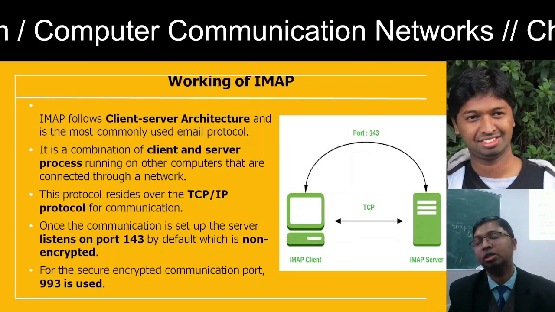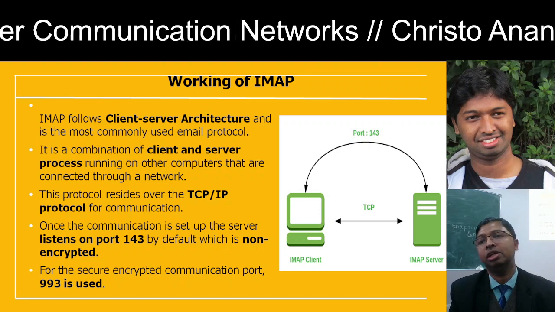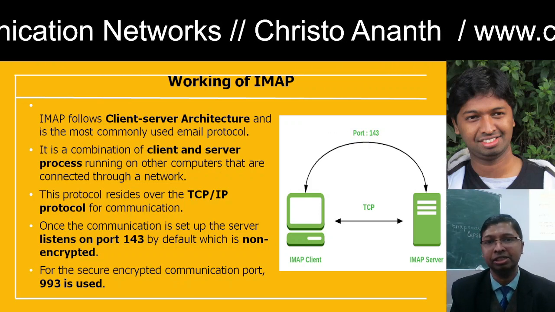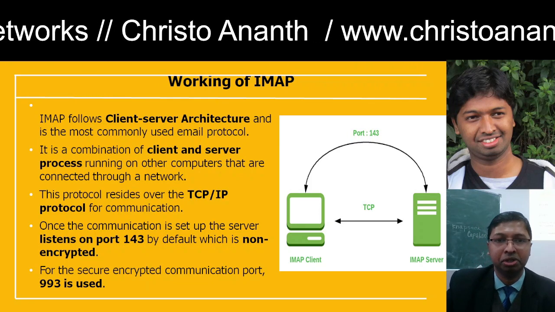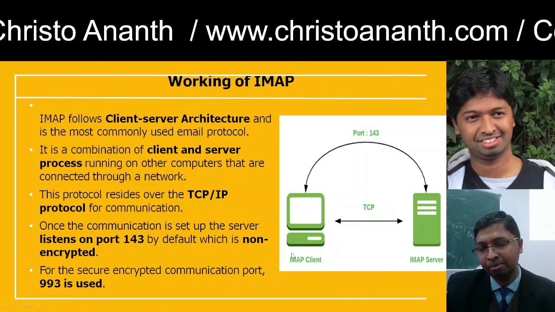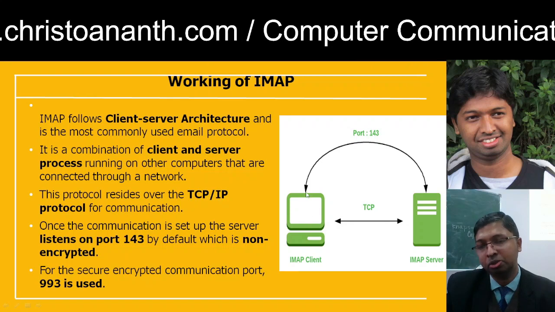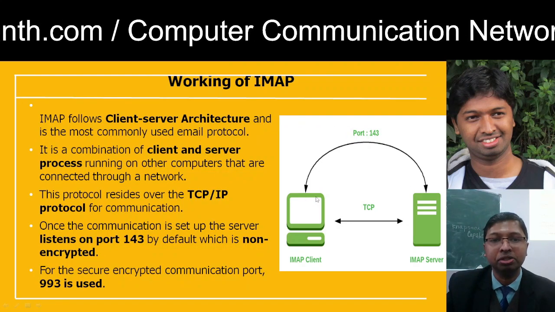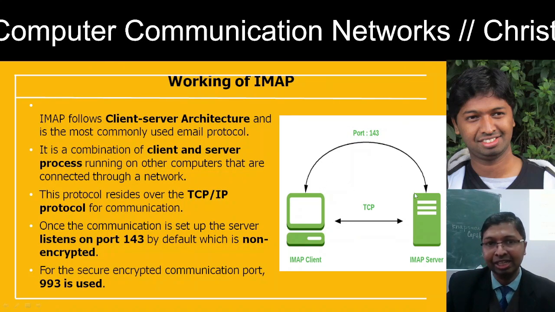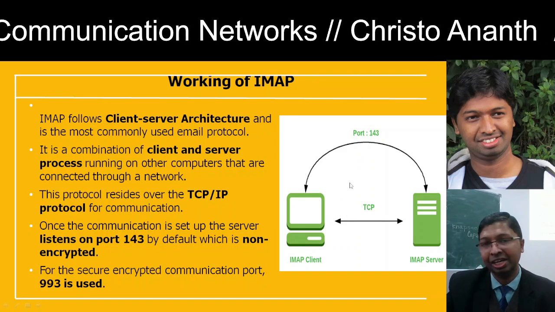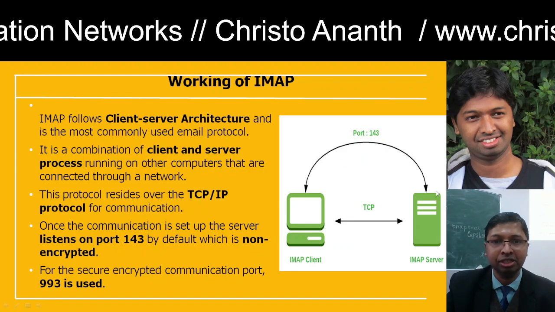And of course the working of IMAP. So here you will have a client server architecture, and generally it's the most commonly used. So maybe you'll have the IMAP client and IMAP server. Between them we will have the TCP connection. So port number 143 is used. Generally it's a client and server working on parallel computers that are connected across the network.